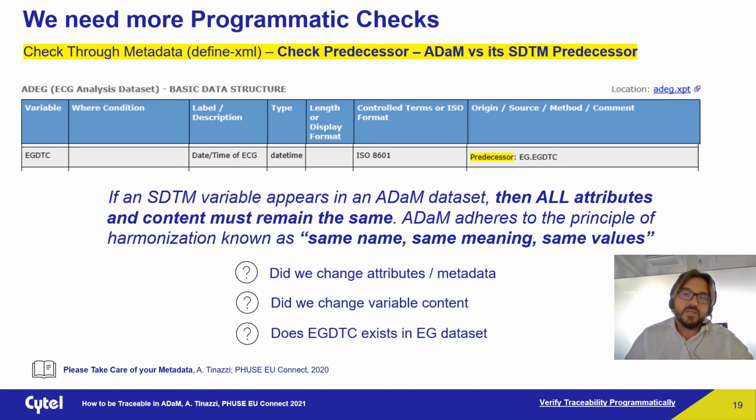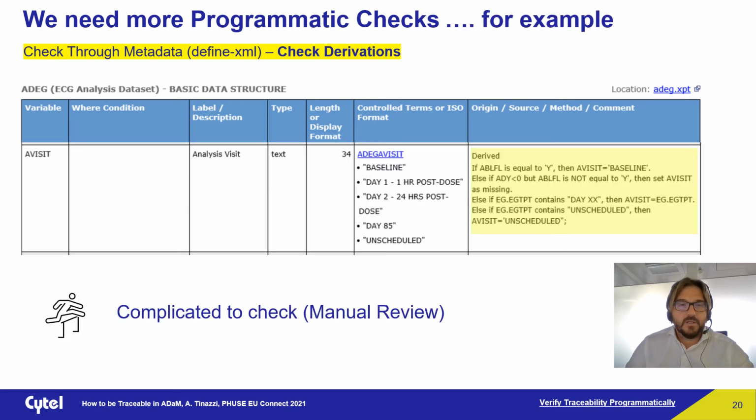But most important is that the variable exists in the predecessor SDTM dataset, so that, for example, the predecessor variable was not maybe misspelled in the define XML metadata for ADaM. Of course, probably a good metadata repository tool, if well implemented, should guarantee such traceability more or less automatically between SDTM and ADaM. Things like derivation methods would instead be more complicated to verify programmatically, of course. So here, manual independent review, as I said before, is still needed.